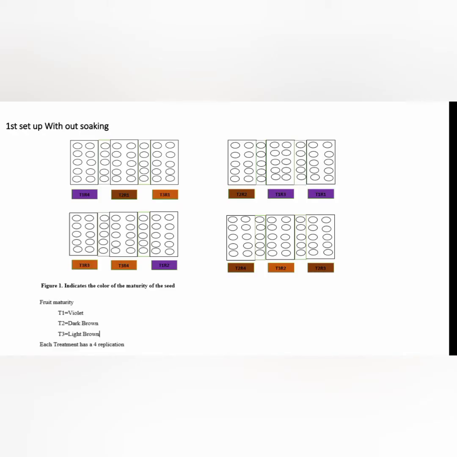And this first setup, without soaking, is what you see. This Figure 1 is the indication of the color of the maturity of the seed. The fruit maturity is the treatment, like what I said. Treatment 1 is the violet, treatment 2 is the dark brown, and treatment 3 is the light brown. And I do random picking for the setup. By the way, each treatment has 4 replications, and each replication has 10 samples.